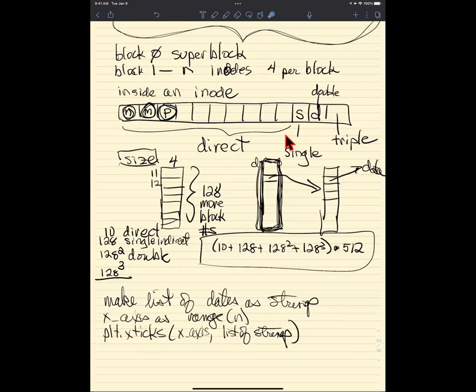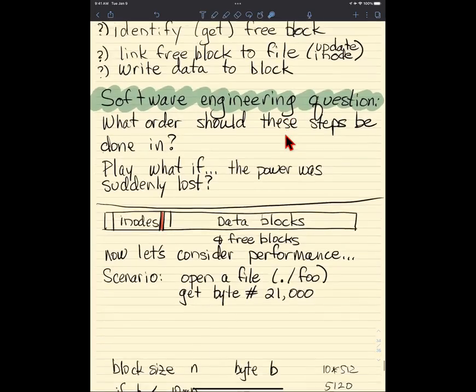So byte number 7, 7 divided by 512 is 0. It's going to be pointed to by that block. If, let's say, b was 540, 540 divided by 512 is 1. It's going to be pointed to by that block, and so on. Okay? All right.